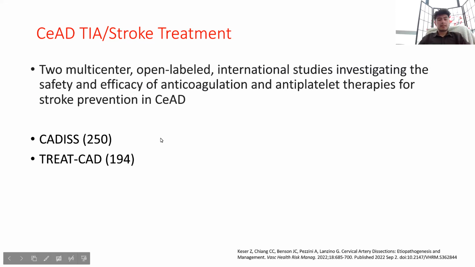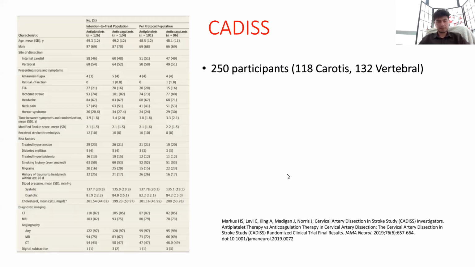There's other research: two multi-center open-labeled international studies investigating the safety and efficacy of anticoagulation and antiplatelet therapies for stroke prevention in cervical artery dissection, the CADIS and TREAT-CAT. I will talk about these studies. And this is the CADIS. There are 118 carotid and 132 vertebral artery dissections.